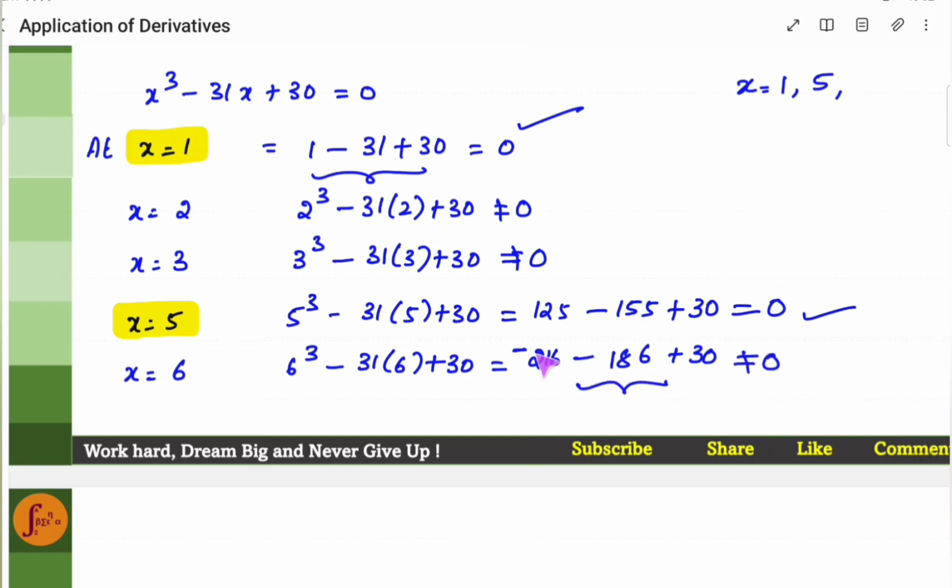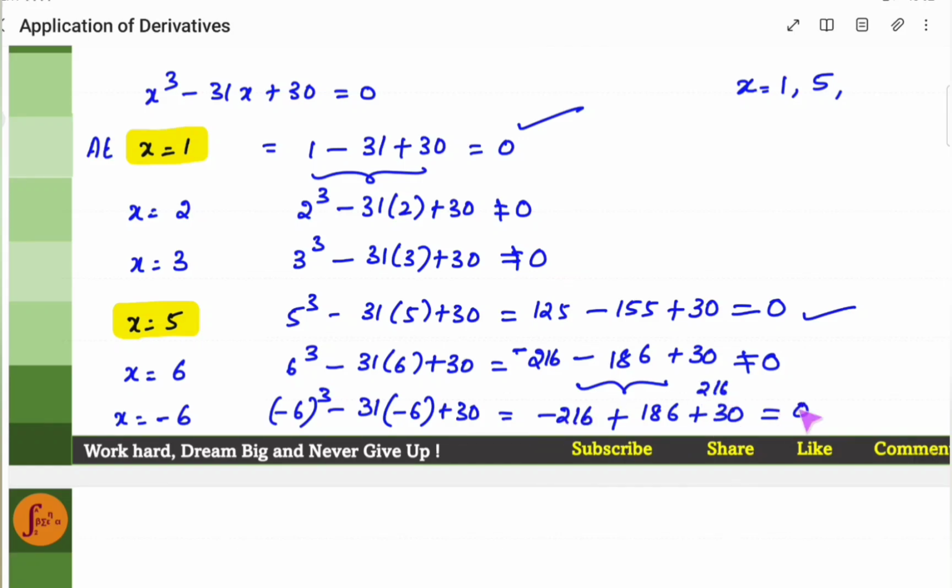But there is something here. If it was minus here, then it would be equal to 0. That means if it has to become minus here, then it could be minus 6. Probably when x is equal to minus 6, I'll get this. See? So when x is minus 6, I'll get minus 6 the whole cube minus 31 into minus 6 plus 30. This is going to be minus 216 plus 186 plus 30. So now you see 186 plus 30 is 216. 216 minus 216 is 0. So then another root is minus 6. So another value for x is minus 6.